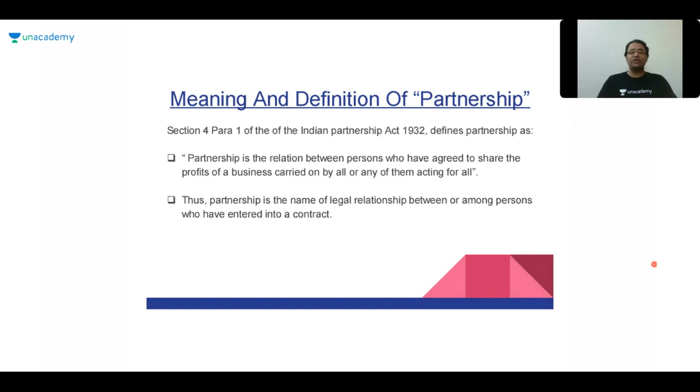So all these relationships and responsibilities are contained in the document called the partnership deed, which is of utmost importance. Thus, partnership is the name of a legal relationship between or among persons who have entered into a contract. A partnership is nothing else but the official signing off on the document which creates a relationship between two or more people as partners who have agreed to come together to carry out a business in return for sharing of profits and loss of the business.